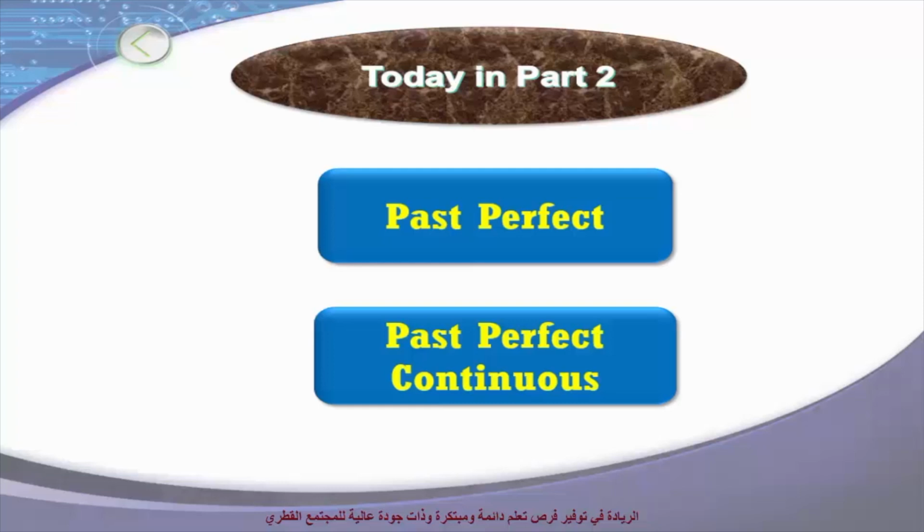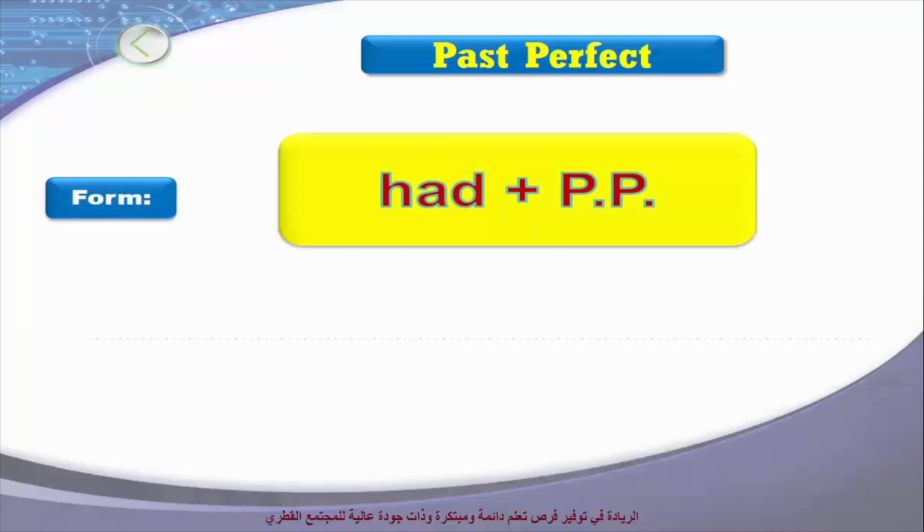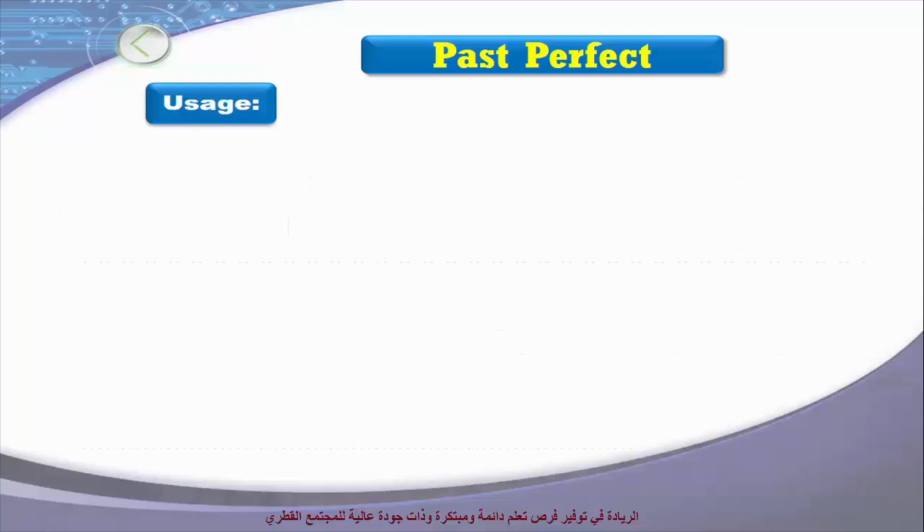Let's start. The past perfect tense. We form the past perfect by just using the past verb of have, which is had, plus the past participle. Look at this example: I had finished my work when you entered. I had finished. But how to use such a tense? We use past perfect for two main usages.